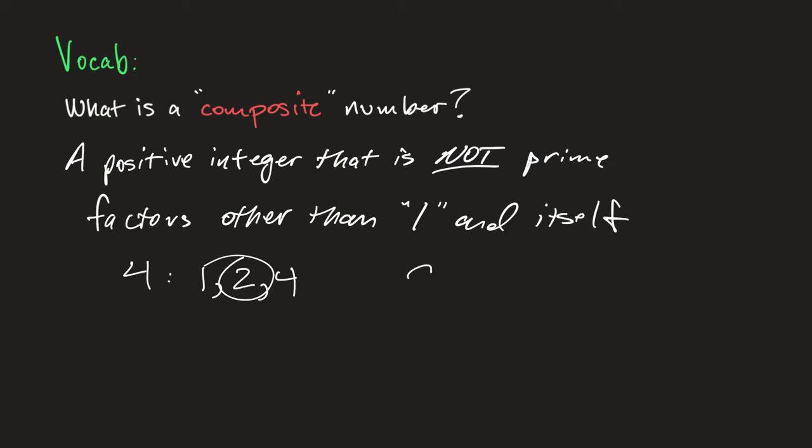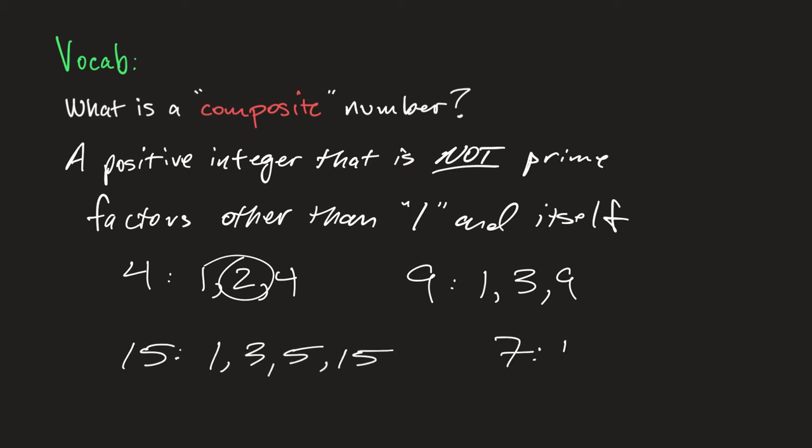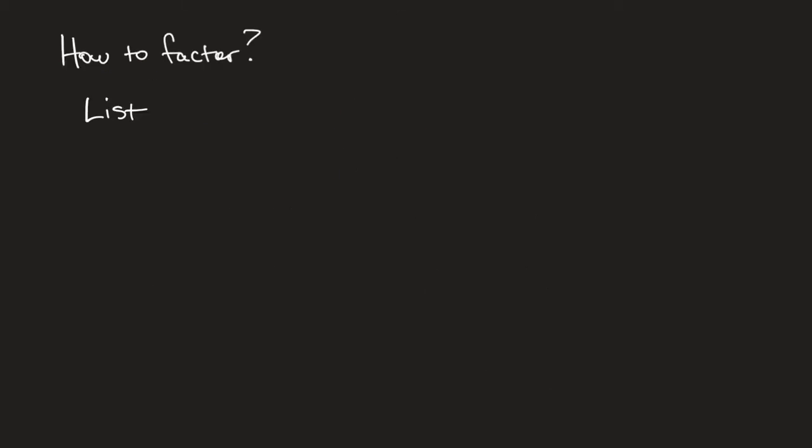What about 9? It's got 1, 3, and 9. Those are the factors. What about 15? 1, 3, 5, and 15. What about 7? Nope, 7 just has 1 and 7 as factors. That's a prime number, a number that only has itself and the number 1 as a factor.